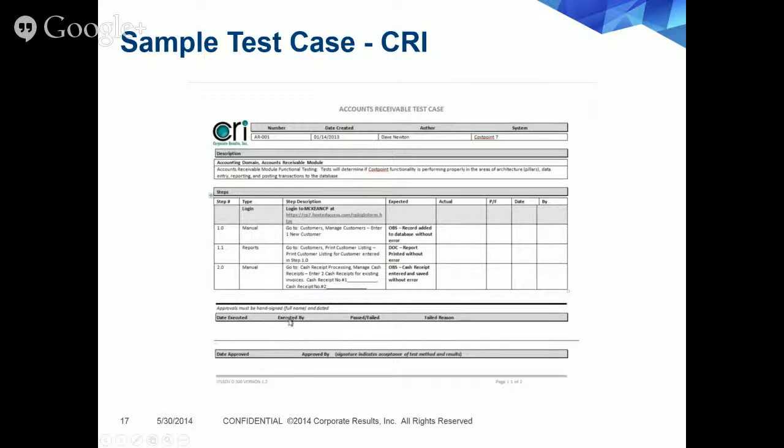And then earlier I talked about the approvals. So down here we have date executed and executed by, pass, fail, and failed for this reason. This will be where the user signs off on the test case, and then the approver of the test case, usually a supervisor or manager, will come in and approve the test case down here, so that you have a valid record of at this date, which would be the date column, this function was able to be performed.